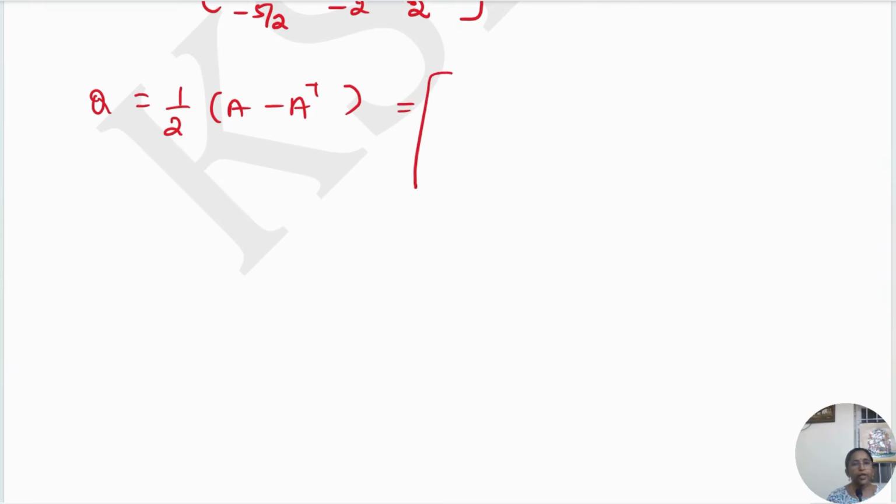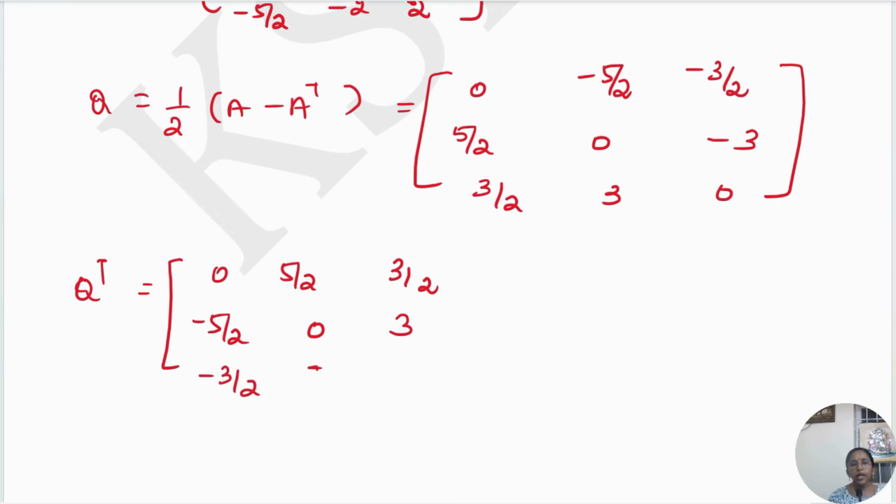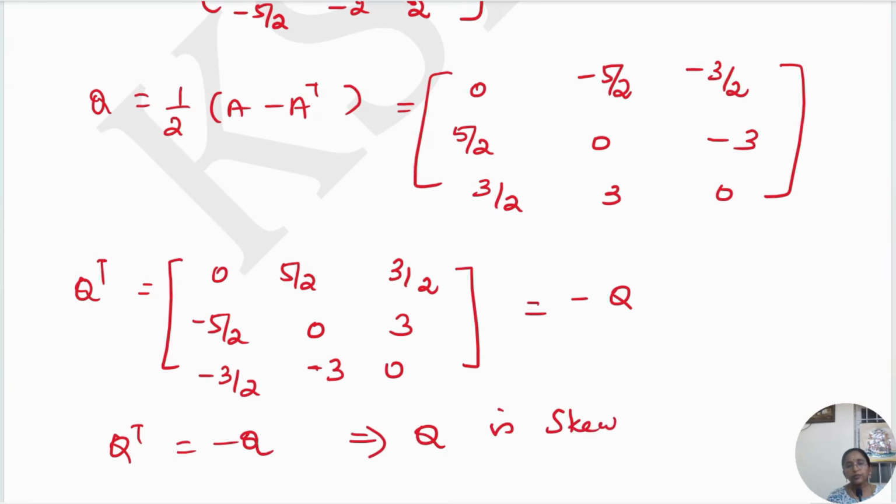So our Q value will be 0, minus 5 by 2, minus 3 by 2, and 5 by 2, 0, minus 3, 3 by 2, 3, 0. If we find the transpose, Q transpose will be equal to 0, 5 by 2, 3 by 2, minus 5 by 2, 0, 3, minus 3 by 2, minus 3, 0. So this is nothing but negative of Q. So Q transpose will be negative of Q, so our Q is a skew symmetric matrix.